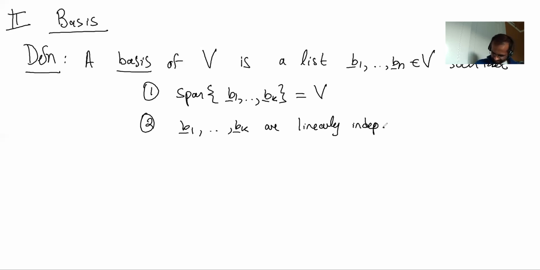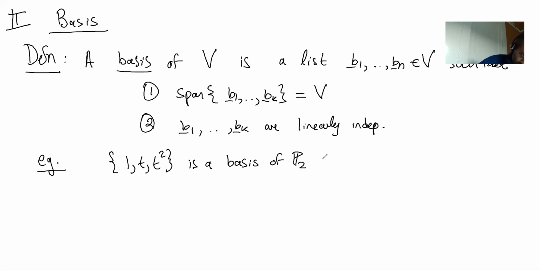Okay, so for example, this is a basis of P2. Why? Well, the span of these vectors is clearly P2, because you can write any polynomial of degree 2 as a linear combination of these.